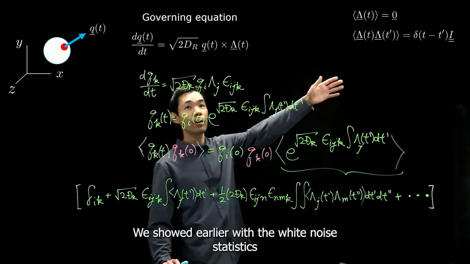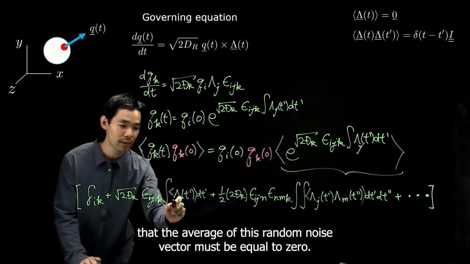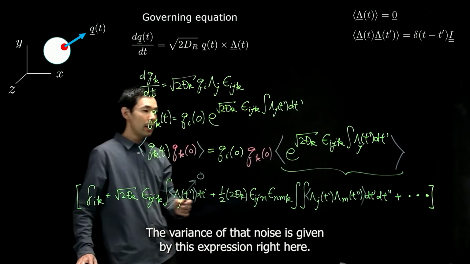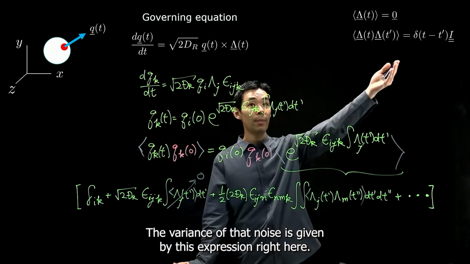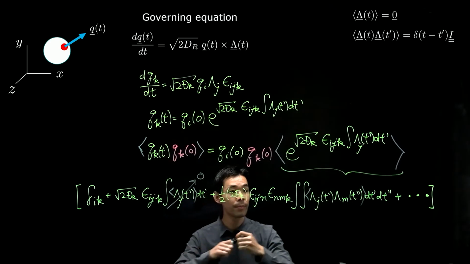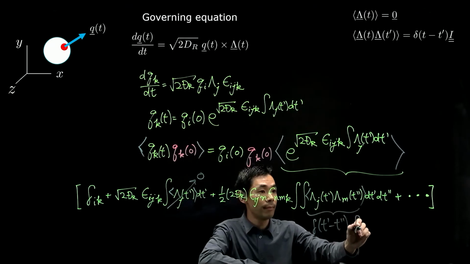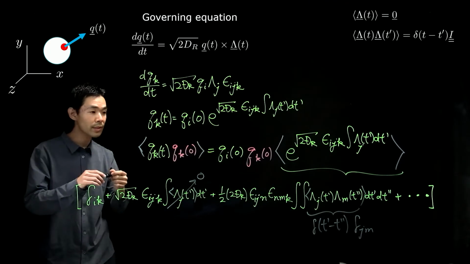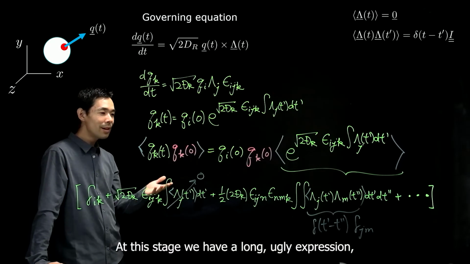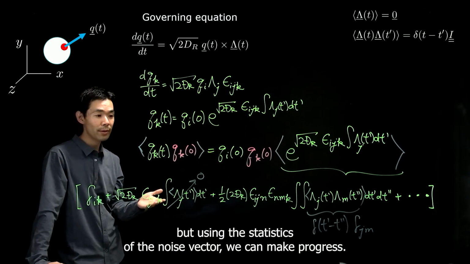So as we showed earlier with the white noise statistics, the average of this random noise vector must be equal to 0. Okay, so that's identically equal to 0. And the variance of that noise is given by this expression right here. So ultimately, this expression right here looks just like that. So at this stage, we have a long, ugly expression, but using the statistics of the noise vector, we can make a lot of progress.